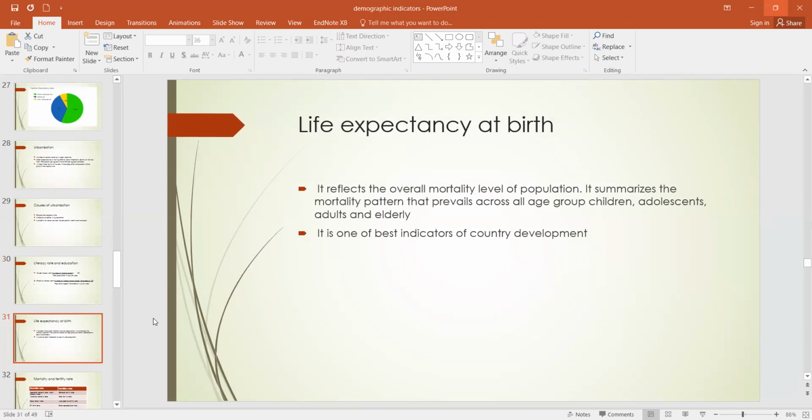Now comes the life expectancy at birth. It reflects the overall mortality level of a population. It summarizes the mortality pattern that prevails across all age groups: children, adolescents, adults, and elderly. It is one of the best indicators of country development, showing how many years a person can live.